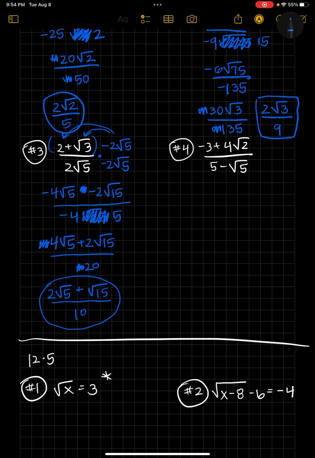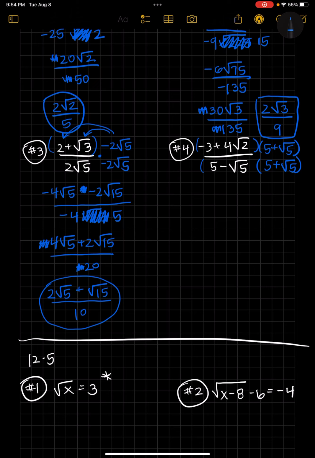Okay, last one. So this one, you have 2 chunks on the bottom. And when you have that, this is where it's really important to make sure you switch the sign on the root part. So I'm going to multiply both the top and the bottom by 5 plus root 5. I'm changing the middle sign, or I'm changing the sign on the root portion. And you have to do that or else the bottoms won't cancel out, right?